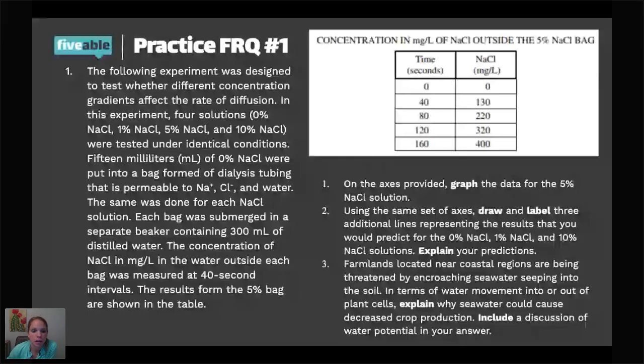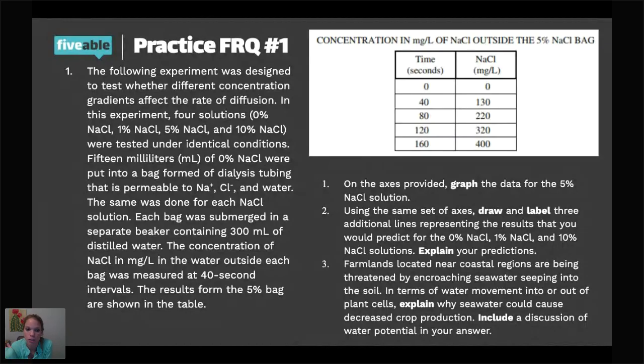It says here that the following experiment was designed to test whether different concentration gradients affect the rate of diffusion. Concentration gradient, remember, has to do with concentration of solutes, high to low. In this experiment, 4 solutions, 0% NaCl, 1% NaCl, 5% NaCl, and 10% NaCl were tested under identical conditions. 15 mL of 0% NaCl were put into a bag formed of dialysis tubing that is permeable to sodium chloride and water. The same was done for each NaCl solution.